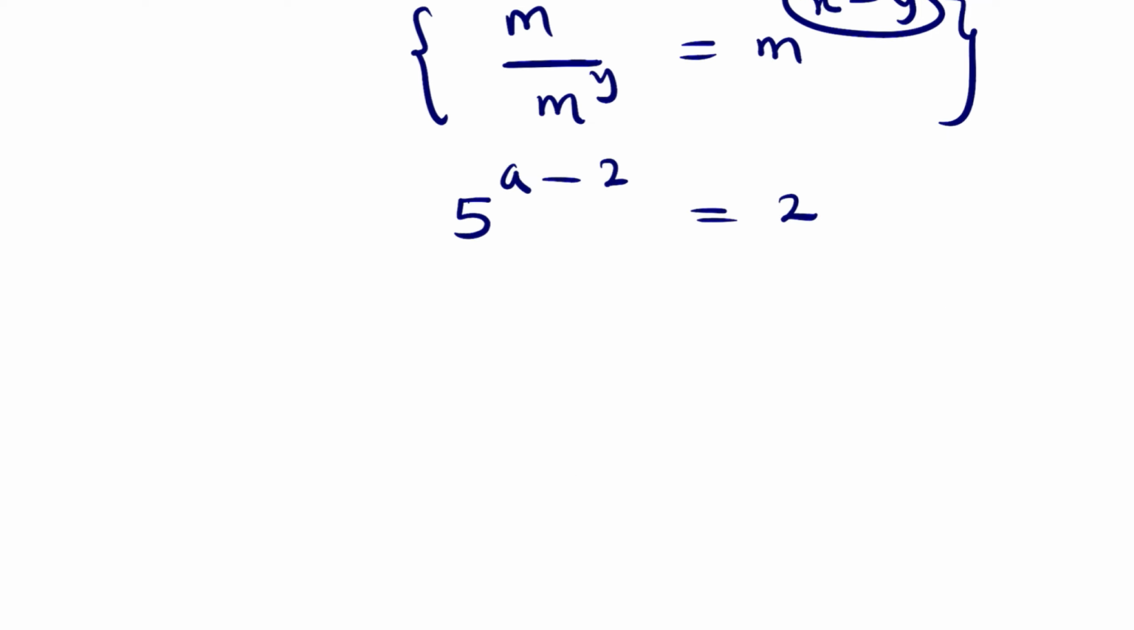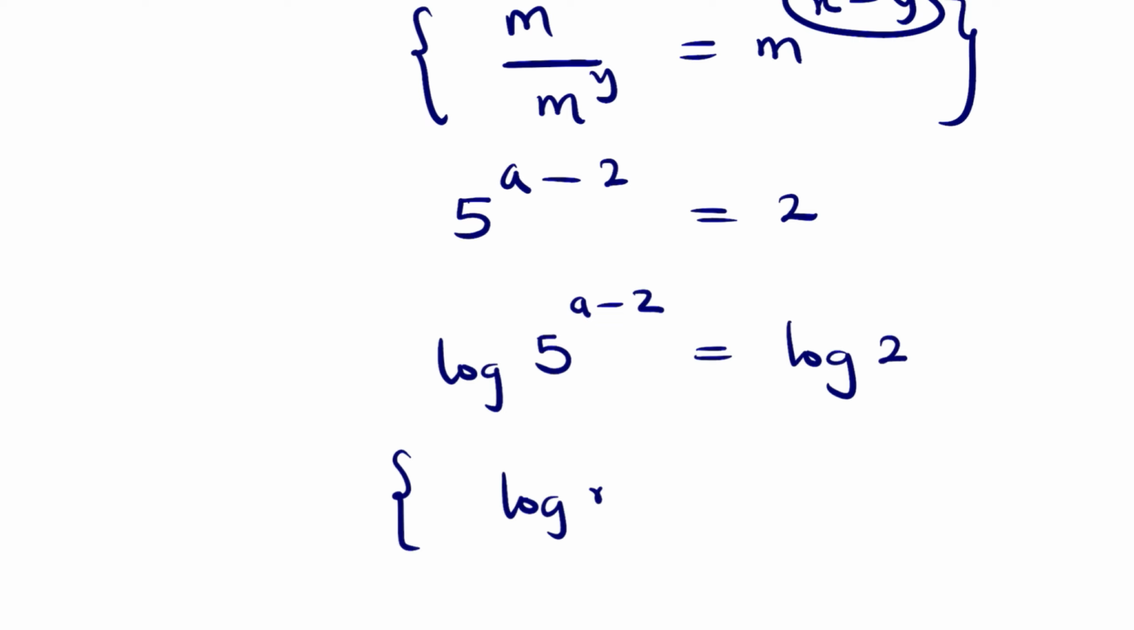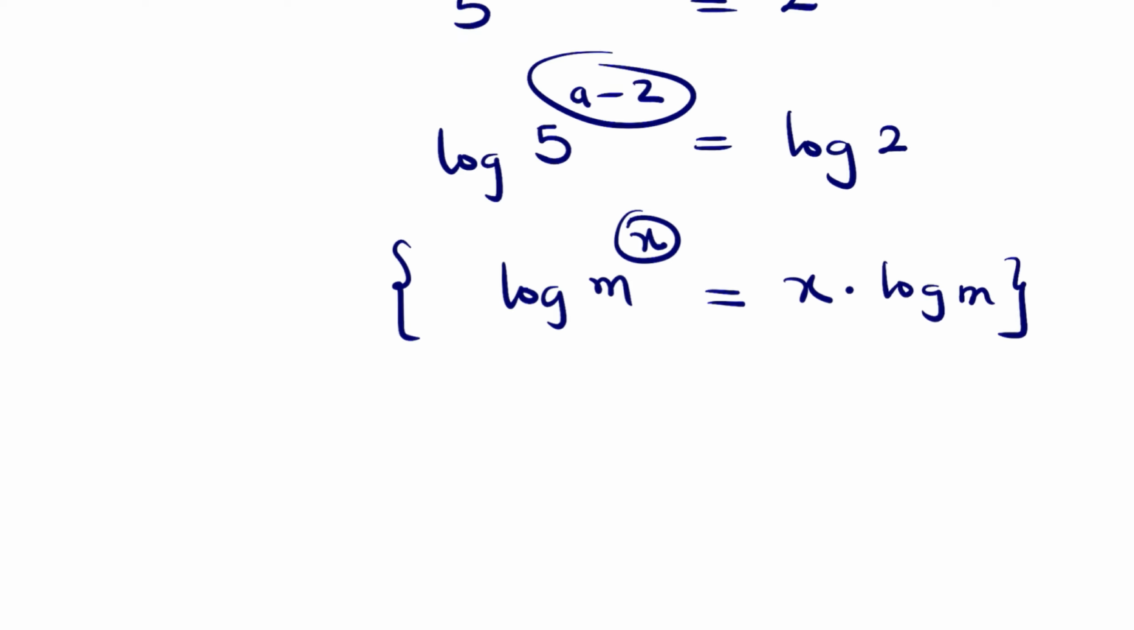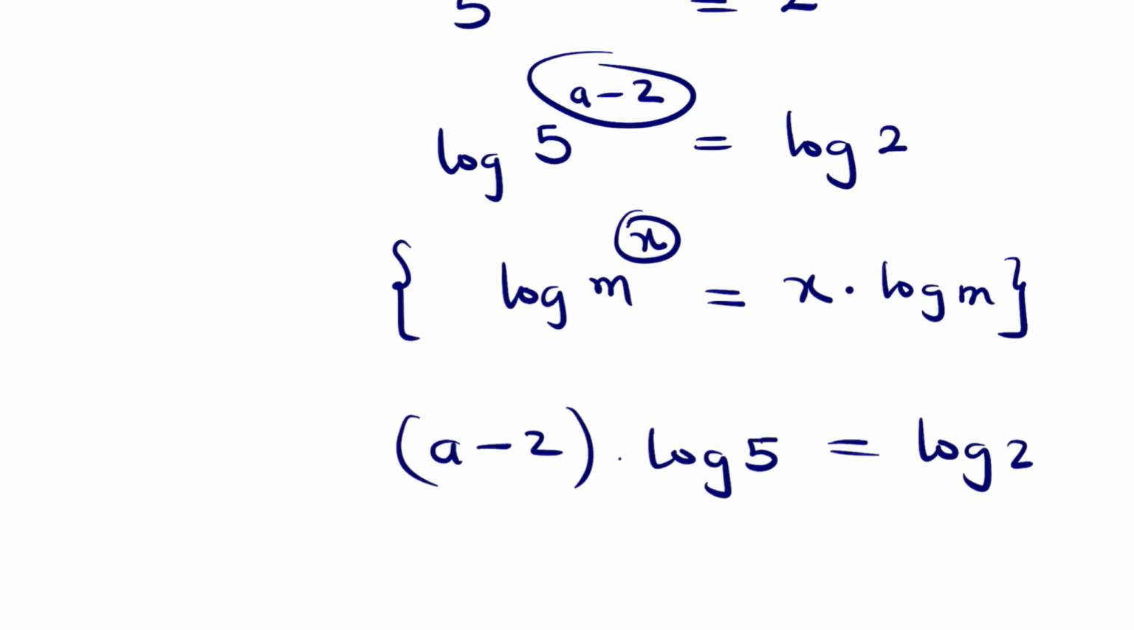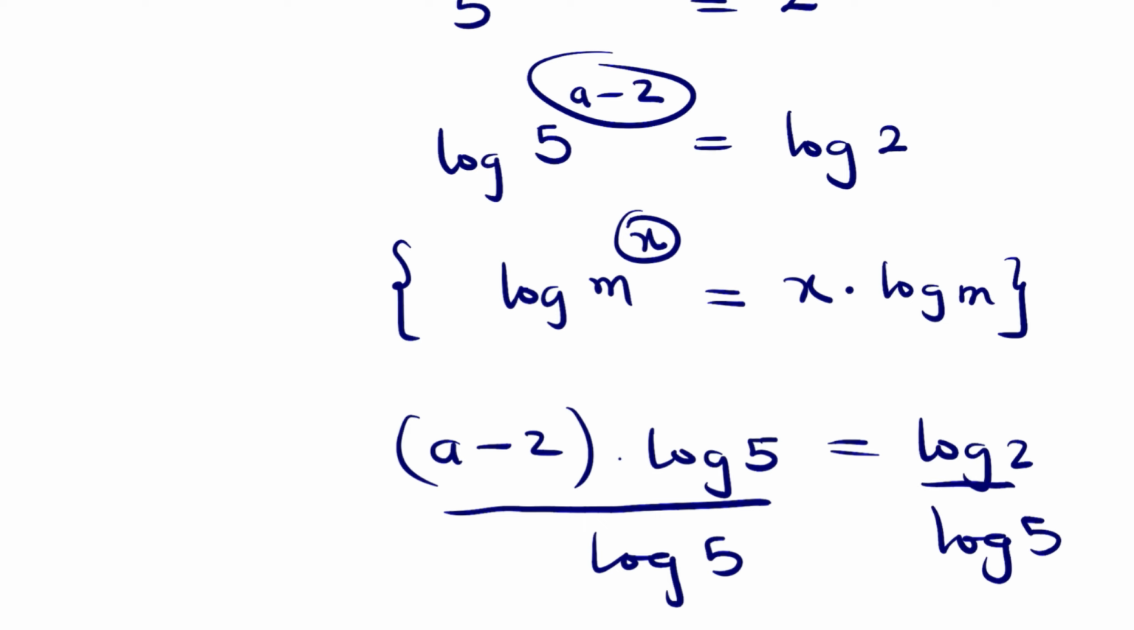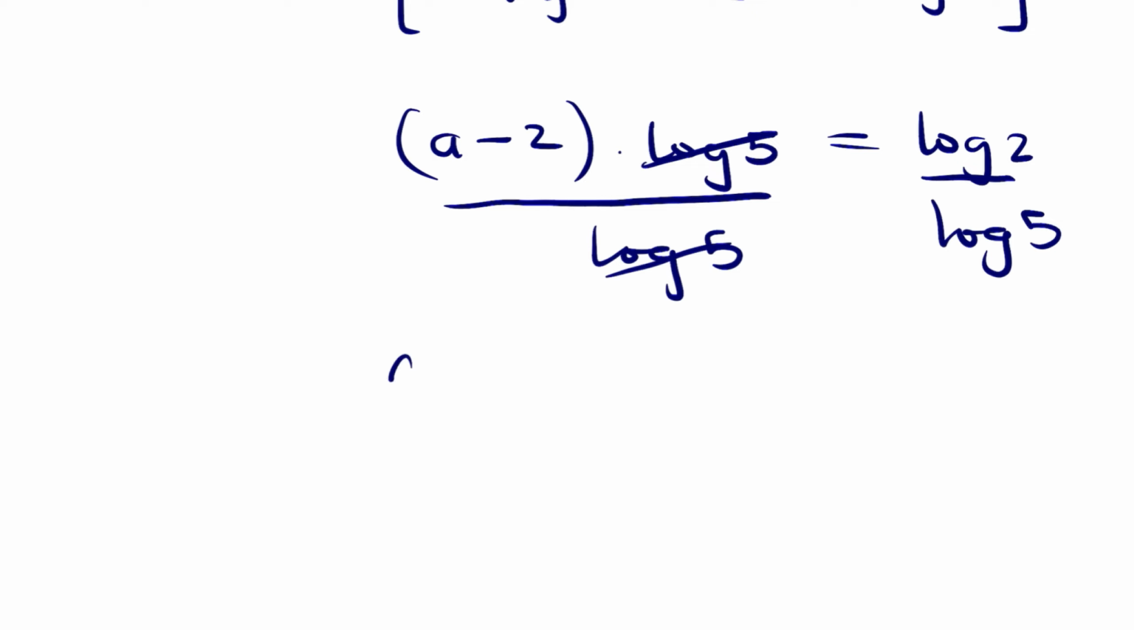The next thing we're going to do is to take the logarithm of both sides. So we have log 5 raised to power a minus 2 is equal to log 2. There's a law of logarithm that says when you have the logarithm of, say, m raised to power x, you can express this as x times log m. And then this power a minus 2 becomes a pre-multiplier a minus 2, then times log 5 is equal to log 2. Let's divide through by log 5. That way, this takes care of this, and we have a minus 2 is equal to log 2 divided by log 5.